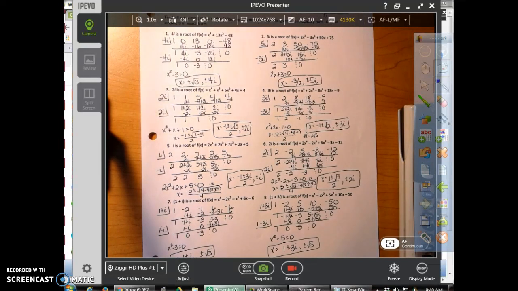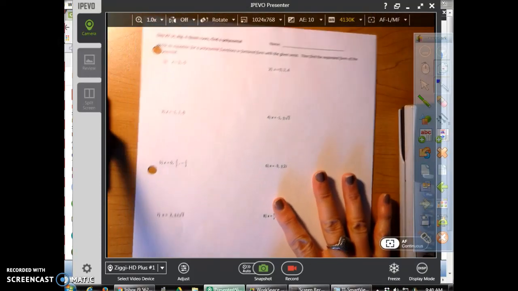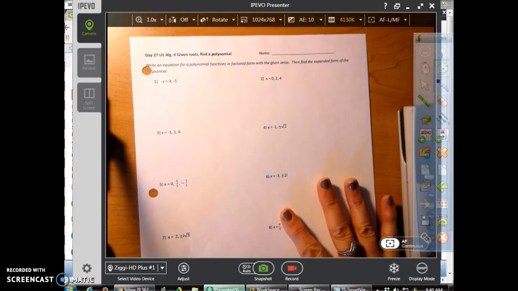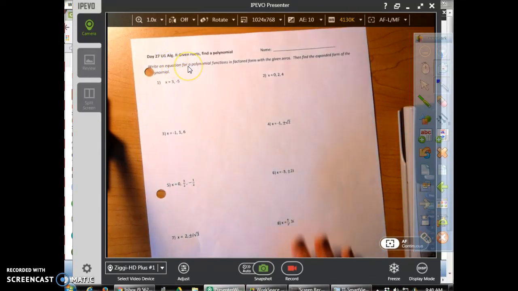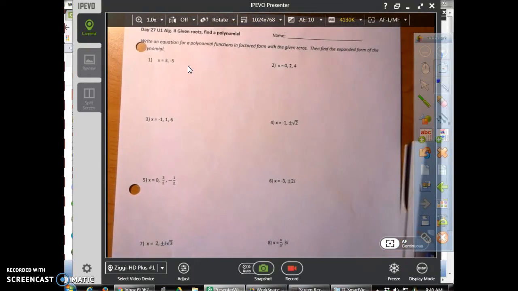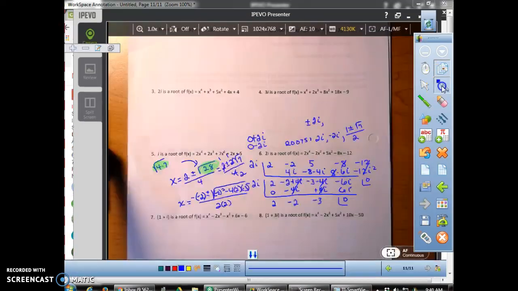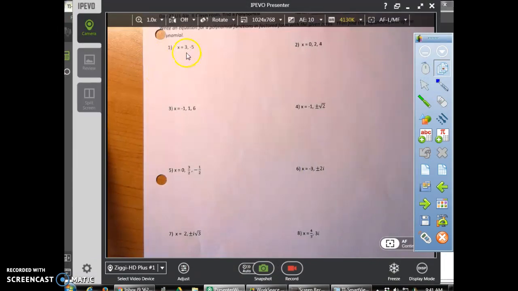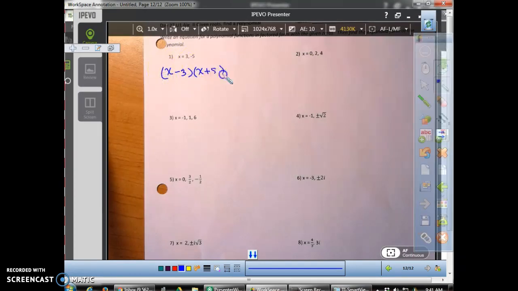And then the next thing we did was we checked our answers from Friday night. So let me show you some from that worksheet as well. And we did several of these in class today as well. So I'm just going to pick and choose some, just making sure you understand how to do them. So I know that if I have a root of 3, I know I have a factor of x minus 3. And that's what this builds off of. So if I have a 3, I know x minus 3 is a factor. And then if I have a negative 5, I know x plus 5 is a factor.